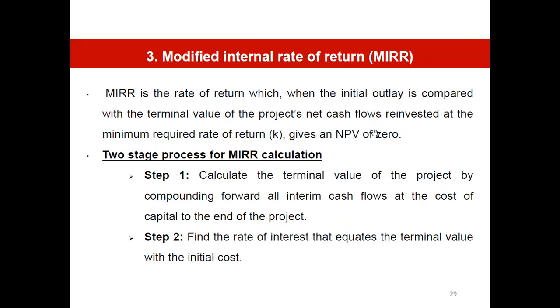It means that throughout the project you might have several future cash flows. So you need to compound all future cash flows to the end of the project, and then you find a rate that equates that terminal value to your initial cost. Okay, so it means that this is a two-stage process for MIRR. Okay, but in our exam or in our project, no need to do this. But you need to understand the definition, and actually this is not too complex.